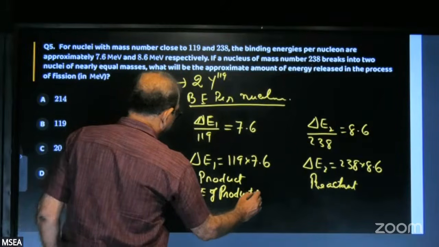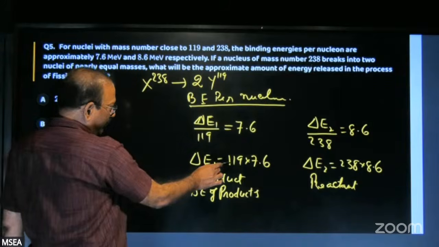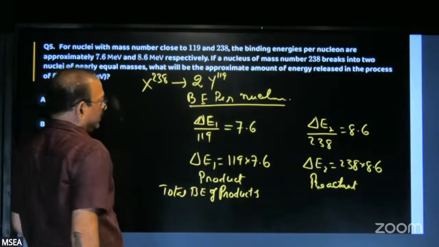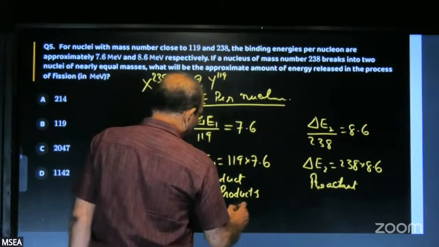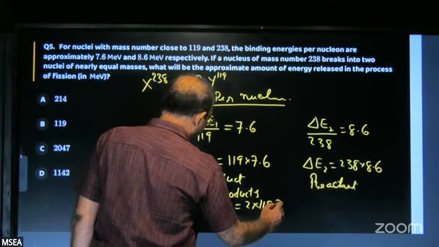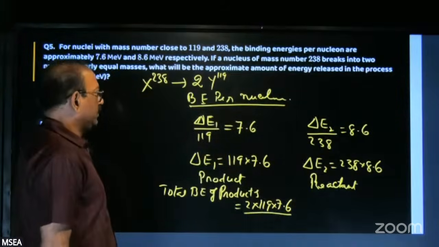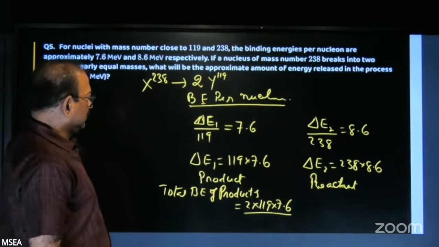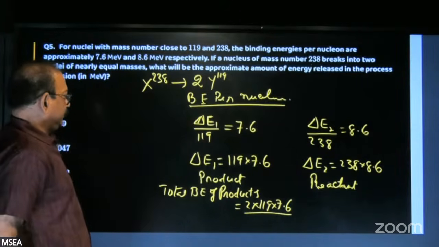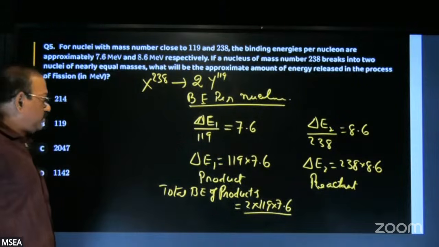The product's total binding energy: two nuclei are there now. This is the energy for only one nucleus that I wrote. Two are there, so 2 times 119 into 7.6. This is the total binding energy of the products. Their difference you have to find.